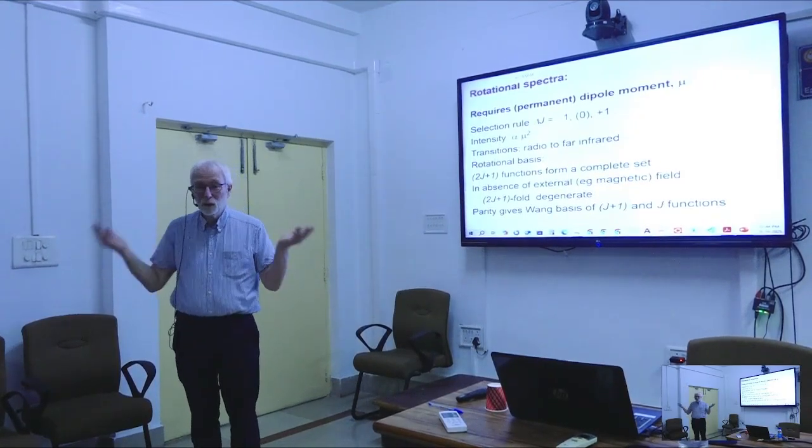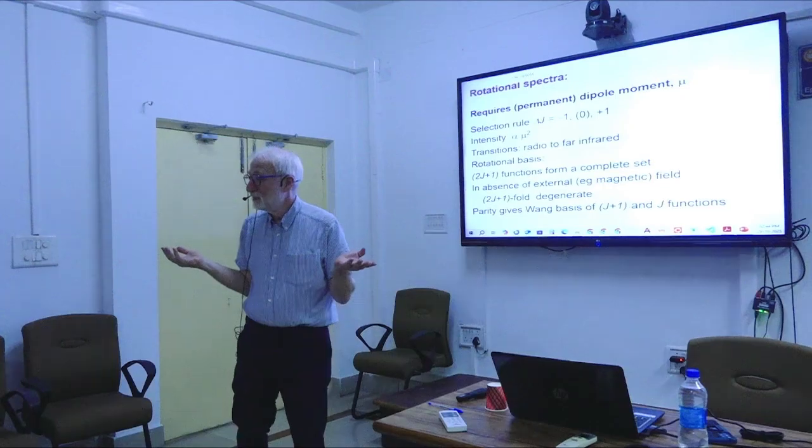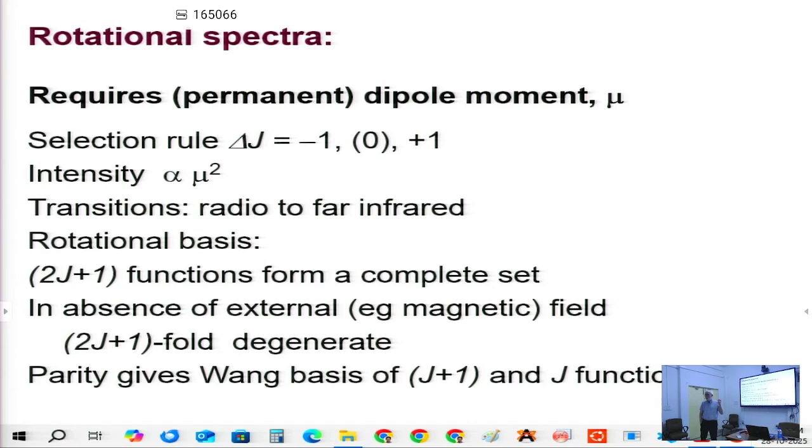Here, if you've got J equals 3, there are precisely 7 basis functions, 2J plus 1 of them, and that gives a complete basis. So this is a property of angular problems, but it's not a general property. It's a very useful property. If you solve the problem, you know you're going to get the right answer. You've completely converged it.